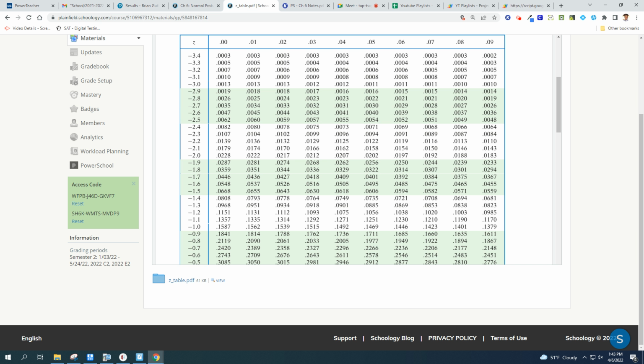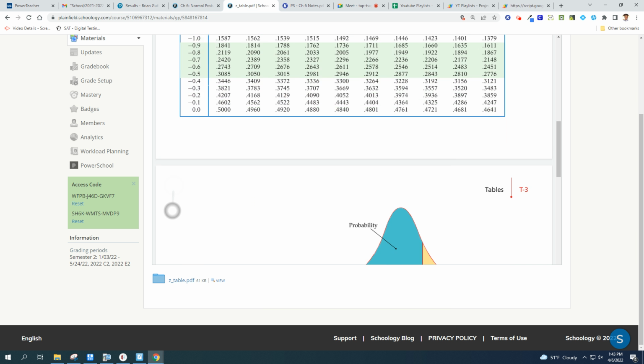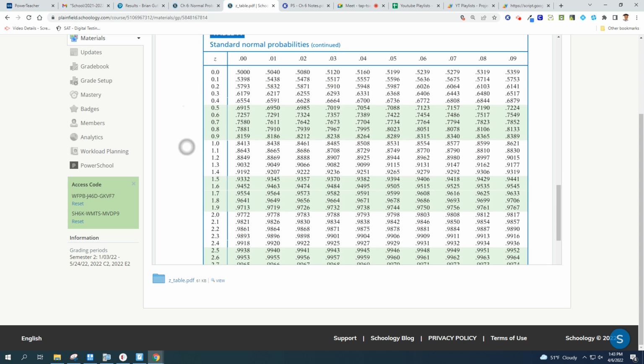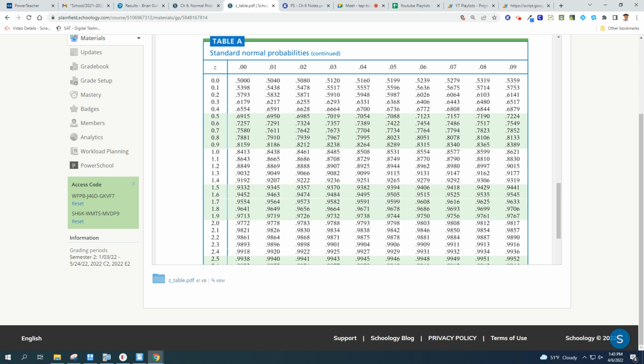So we find a z-score of 1.21 in this chart. Think about how this works. 1.21 corresponds to this number right there, 0.8869. That's the area under the curve, but you've got to know how this chart works. This chart is only giving you the area under the curve to the left of that number.